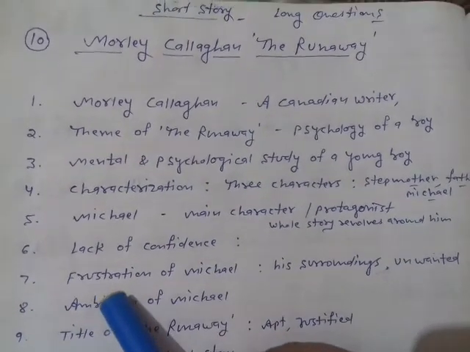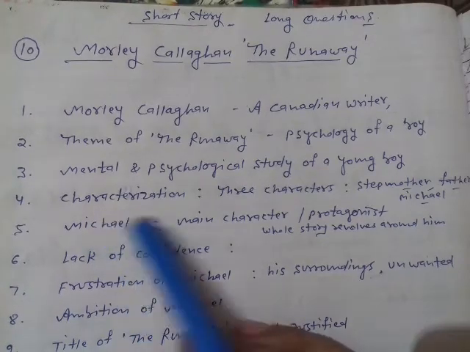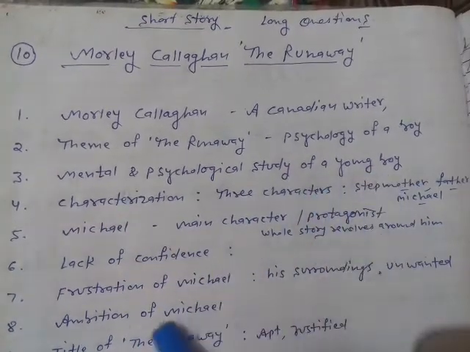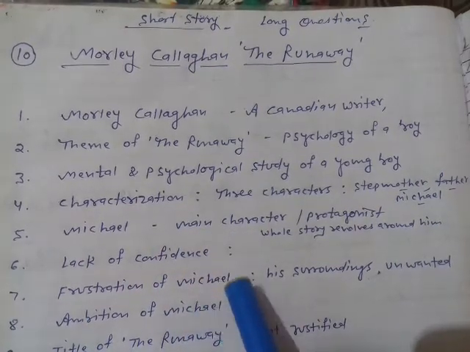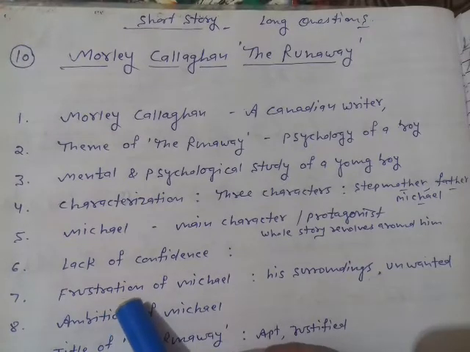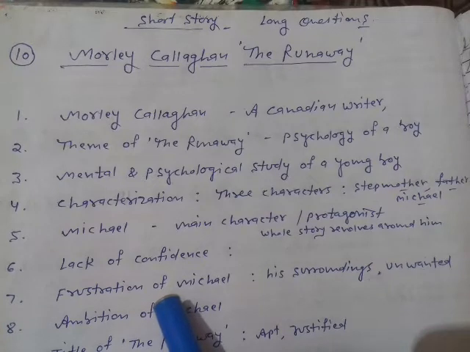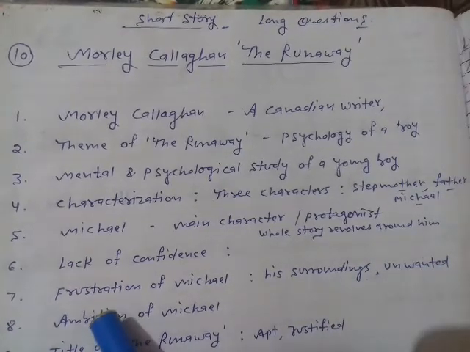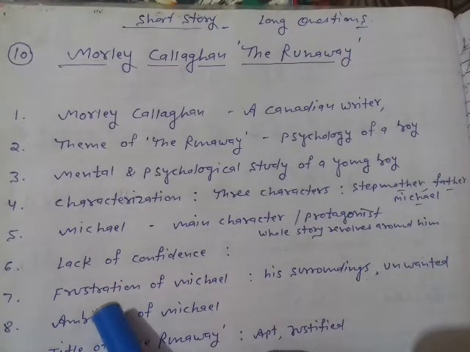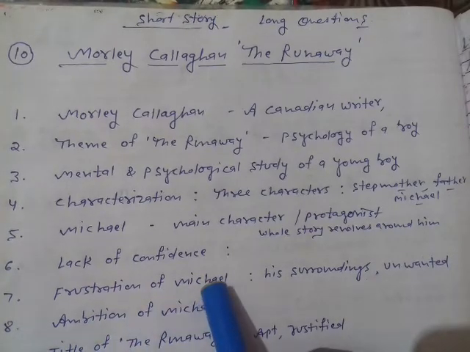Seventh one is frustration, because this is a psychological study, a mental study of Michael. Okay, who is Michael? Michael is this young boy. So we all are aware of the frustration of Michael, that is, he is very frustrated with his surroundings. All the time he feels that in his house, for his parents, he is unwanted. So this is the reason that he always becomes so frustrated that he wants to leave his house.